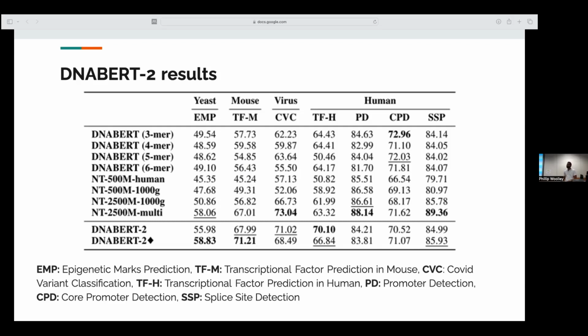Yeah, this is my last slide. So this was a basic primer on language models and how they are used in DNA. And if you have any questions, contact me. I'm also working on these things.